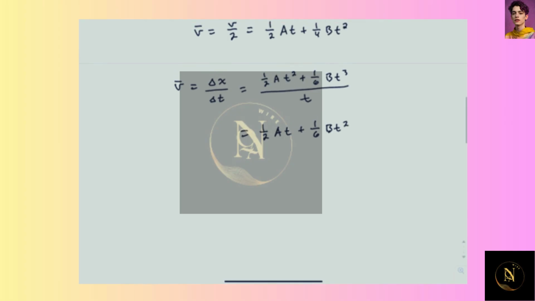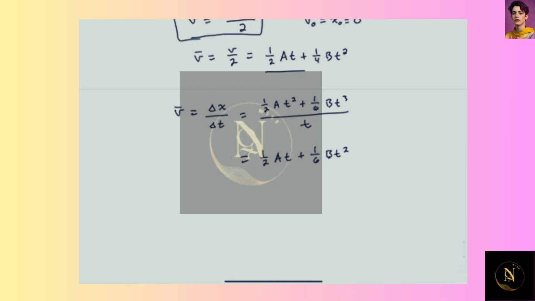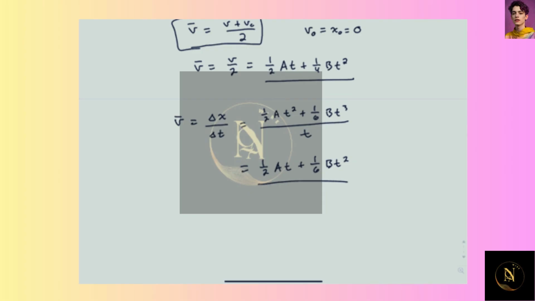And now you can see we have this value for the first equation, which is not equal to what we get when we use delta x over delta t. So that says that when our acceleration is of the form a plus bt, which is not constant, then this equation here, v average equals half of v plus v0, does not work.